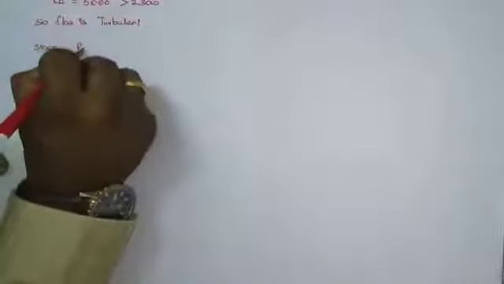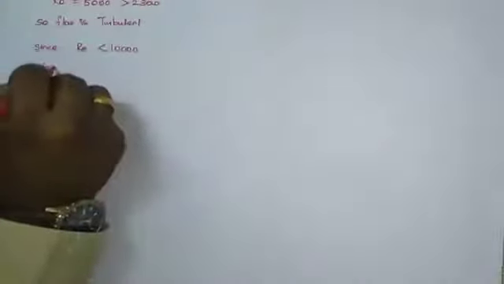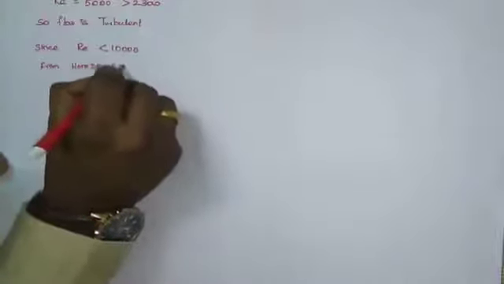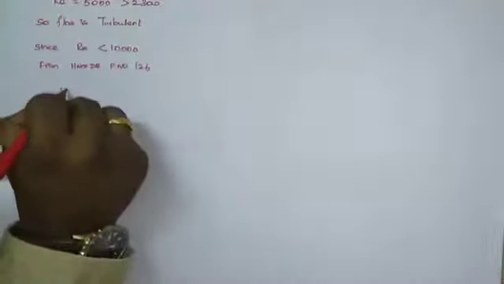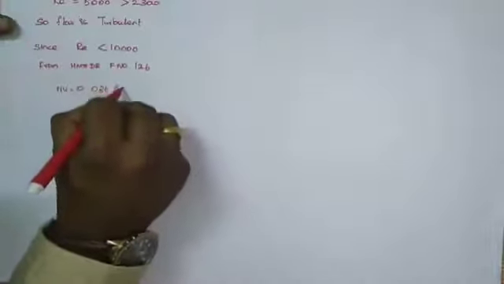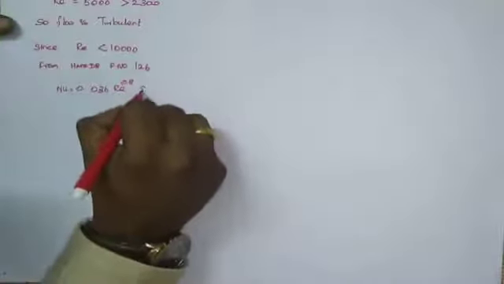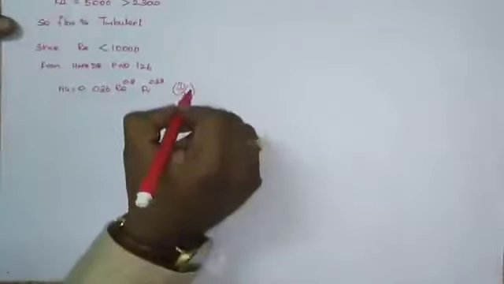Okay. For turbulent flow, now you have to take the Nusselt number equation. Since Re is less than 10,000, from the HMT data book, page number 126, Nusselt number equal to 0.036 Re to the power 0.8, Pr to the power 0.33, and (D divided by L) to the whole power 0.055.